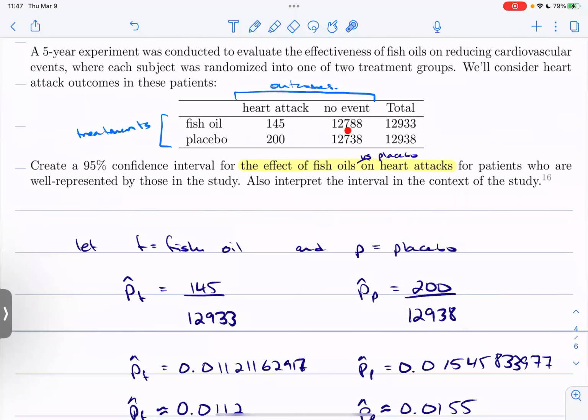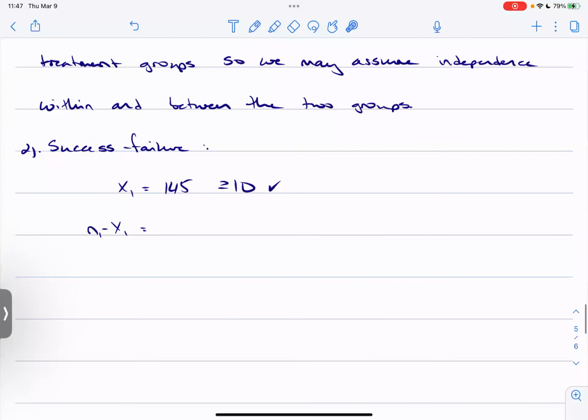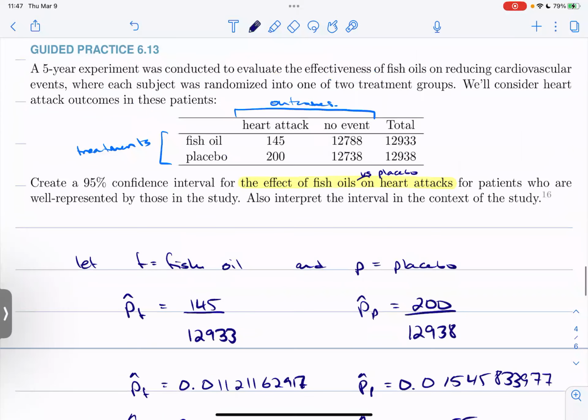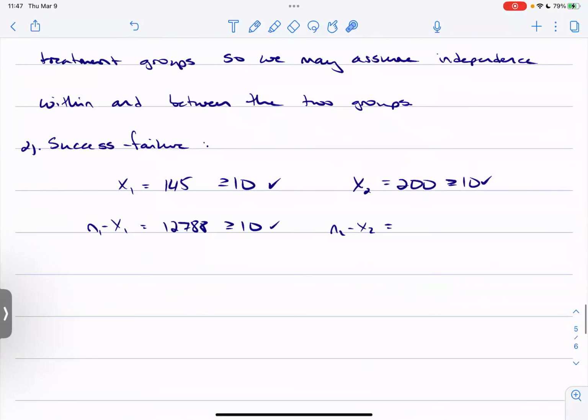Now, what's nice is we have the number of failures, failing to have a heart attack, 12,788, which is also greater than or equal to 10, so that's great. X2, the number of successes in group 2, is 200, which is greater than or equal to 10. So N2 minus X2, the number of failures in the placebo group, 12,738, which is also greater than or equal to 10.